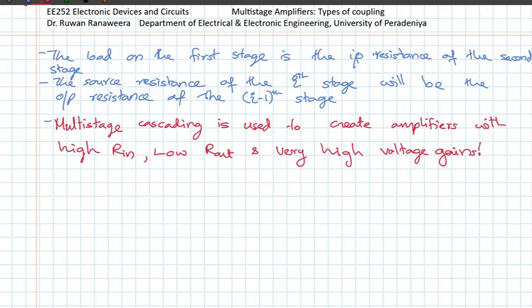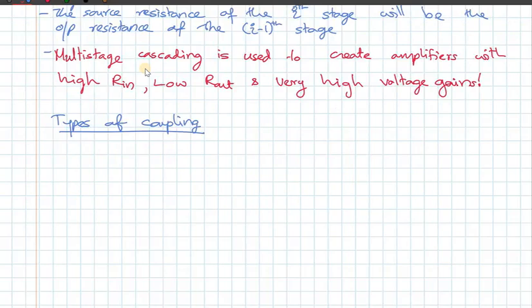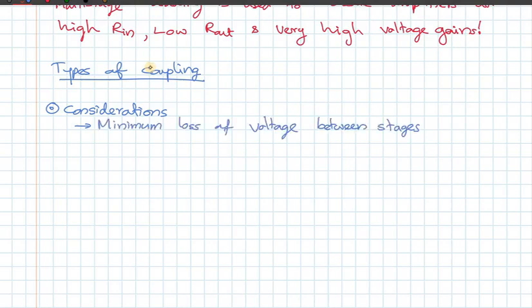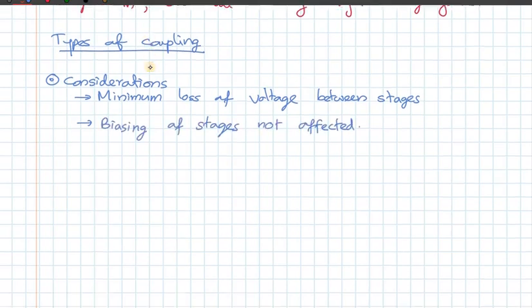Okay, so these are called types of coupling. So what are the different ways of coupling? What are the considerations in coupling? One is we have to make sure that the loss of voltage between stages is minimum. Number two is that biasing should not be affected. Those are the two important things, right?